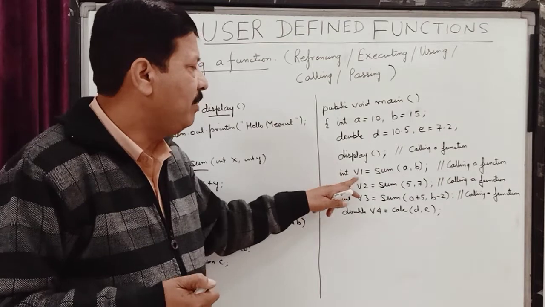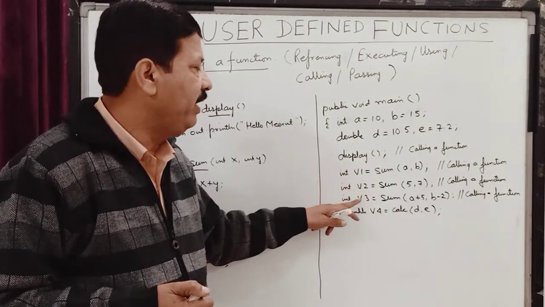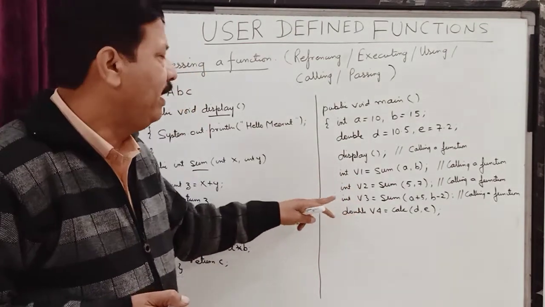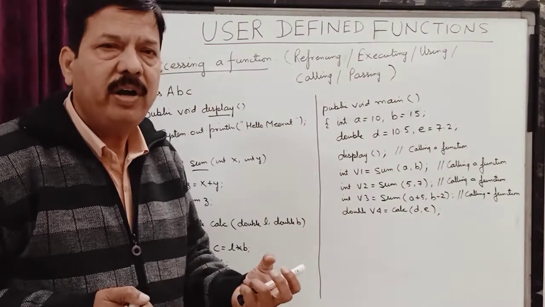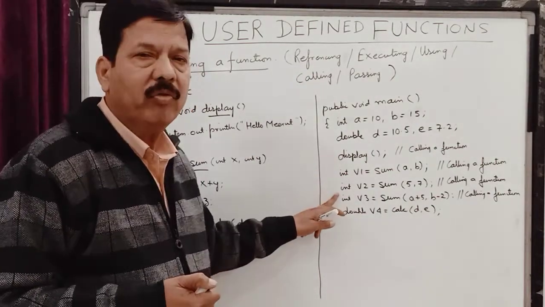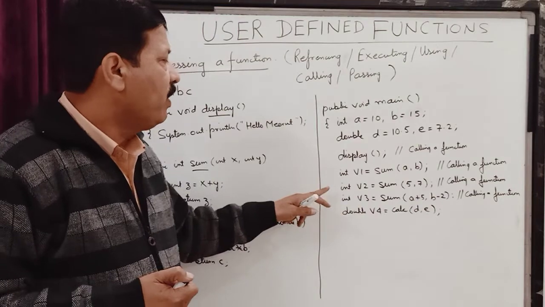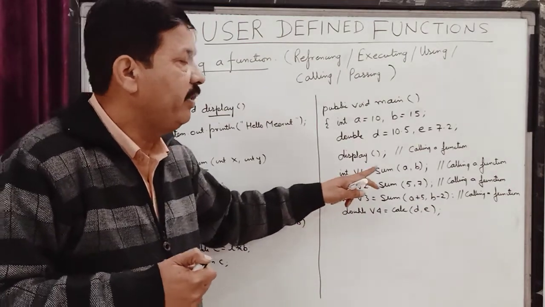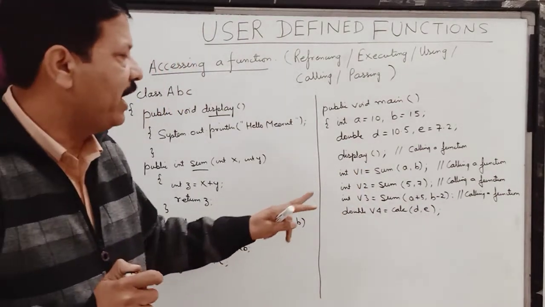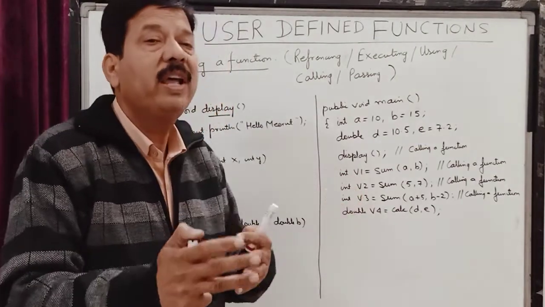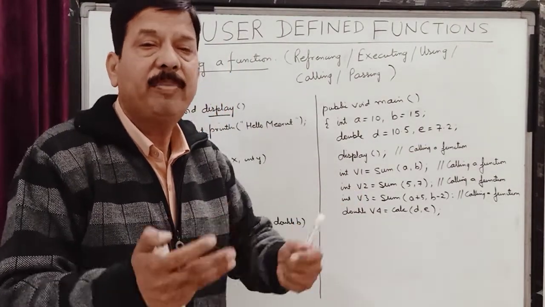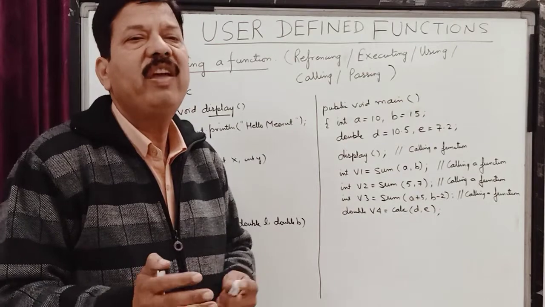That value I am storing in these variables v1, v2, v3 and v4, and whatever data type they are going to return, that data type we also have to declare over here. So when I call these returnable functions, they must either be assigned to a variable, or you can use them directly in an expression, or you can even use them with the print statement.